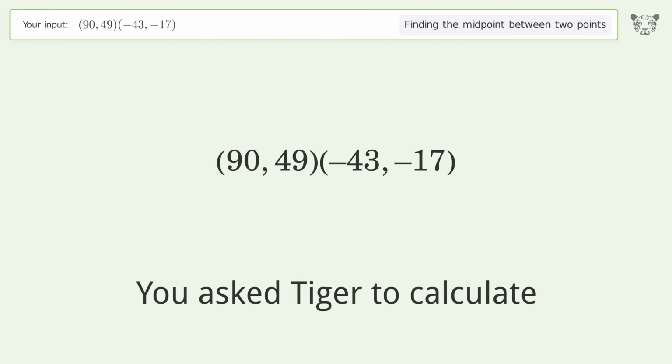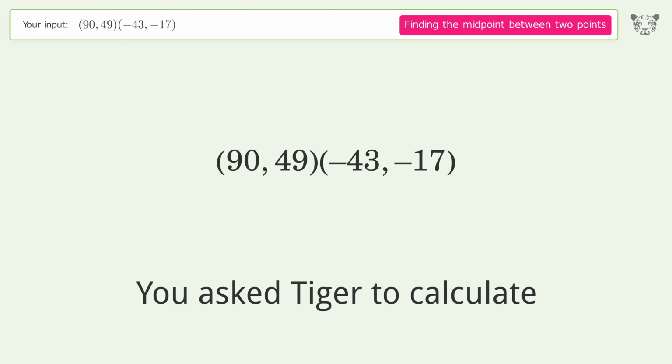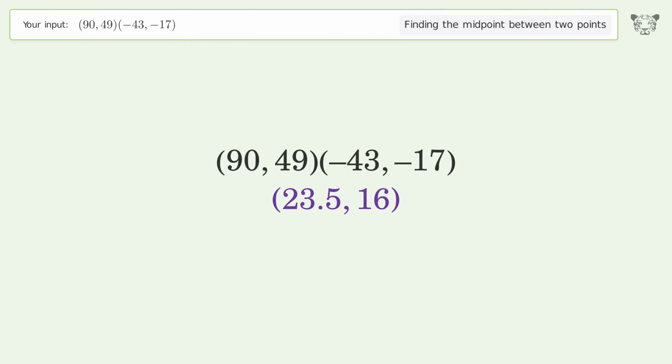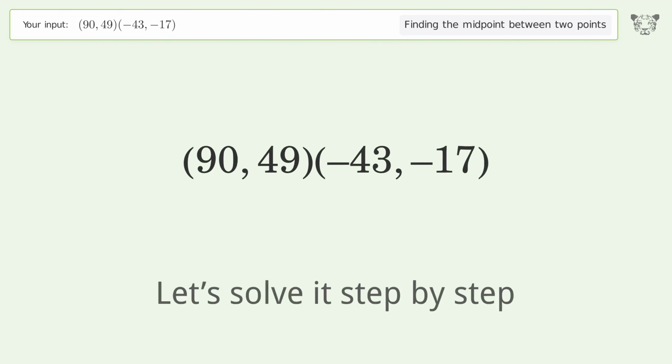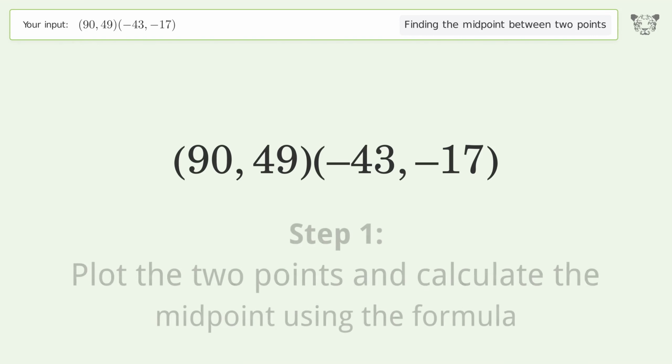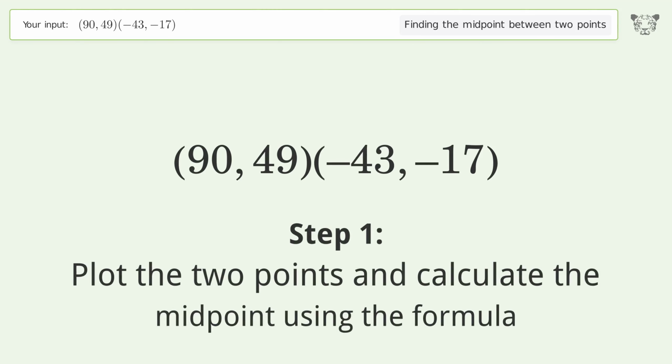You ask Tiger to calculate. This deals with finding the midpoint between 2 points. The midpoint between the 2 points is 23.516. Let's solve it step by step. Plot the 2 points and calculate the midpoint using the formula.